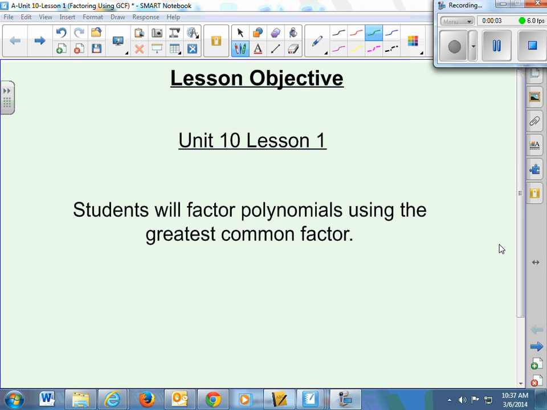Today we're going to start Unit 10, Lesson 1. Students will factor polynomials using the greatest common factor.